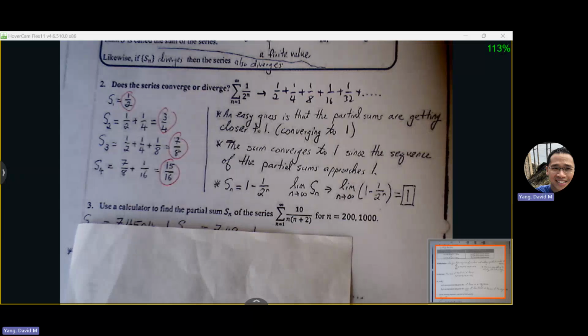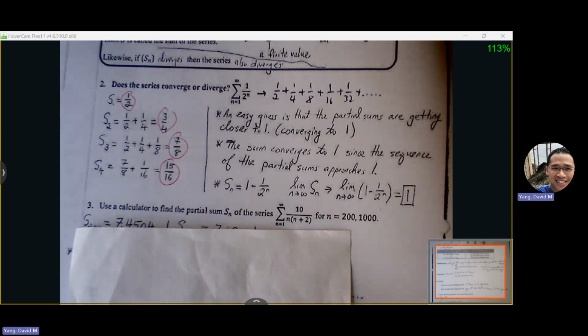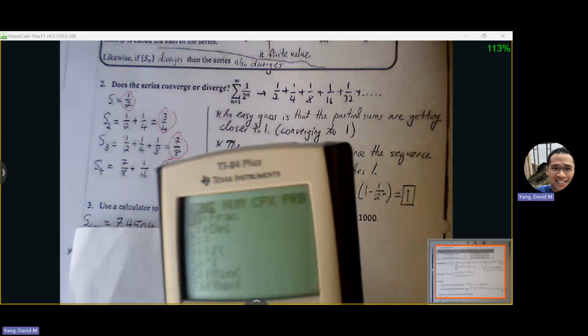Number 3, use a calculator to find the partial sum of the series. If we were to plug 1 in, then 2, and then 3, and then we're adding up all the terms, let's say we want to add the first 200 terms, or let's say we want to add the first 1,000 terms. Let's see if we can find some pattern. We can make the calculator do this work for us. So in your calculator, you're going to do math 0.